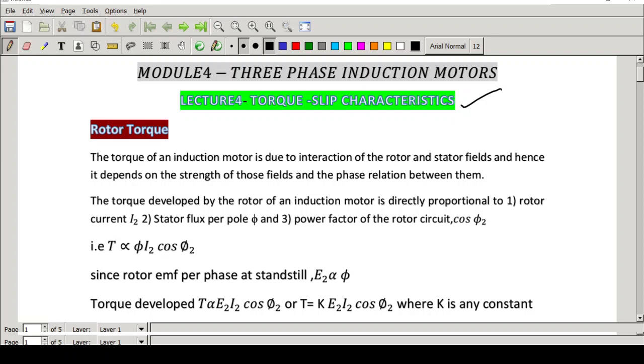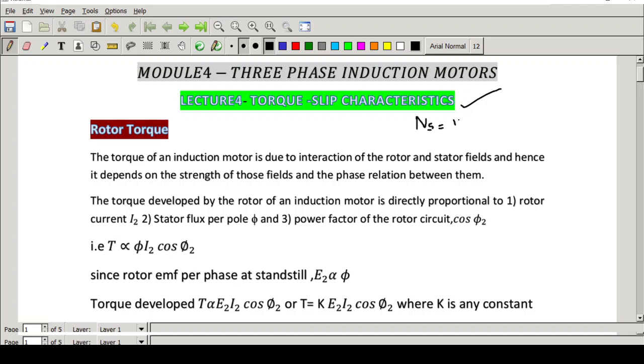Now, in the case of a three-phase induction motor, a balanced three-phase AC voltage is given to the stator winding, and it will produce a rotating magnetic field. The speed of this rotating magnetic field is called the synchronous speed, and it is given by the equation Ns is equal to 120 F by P. Okay.